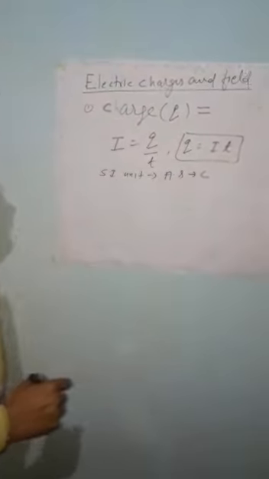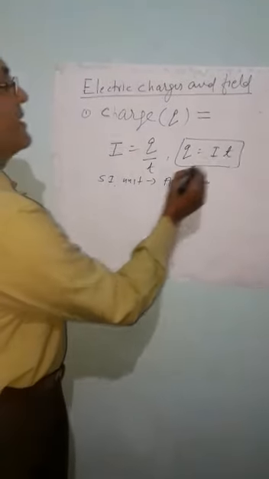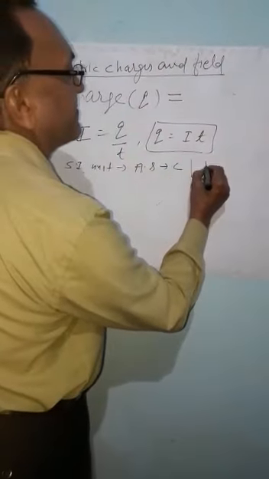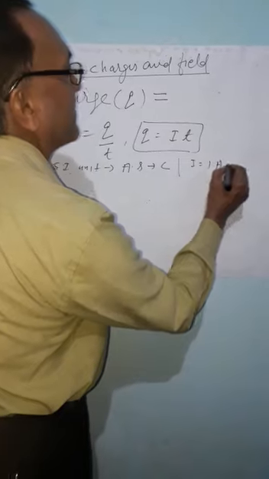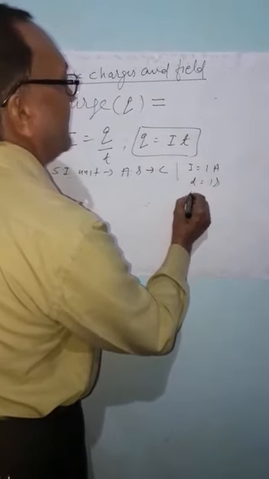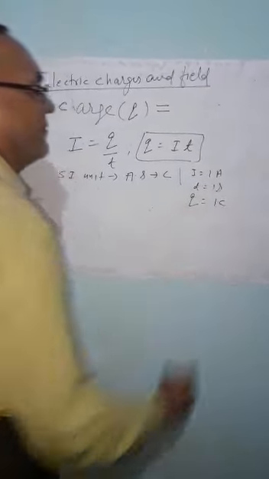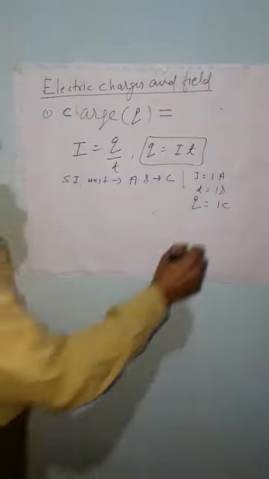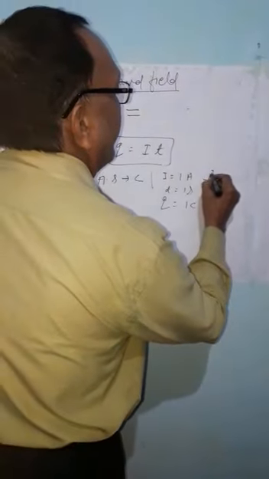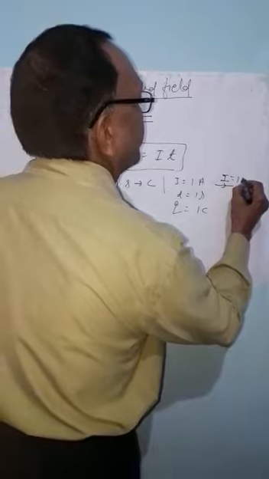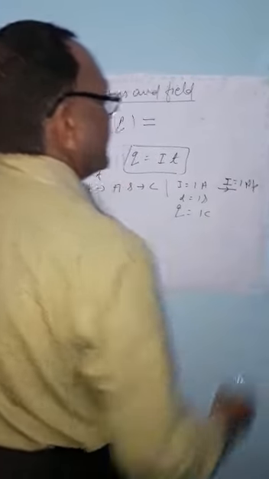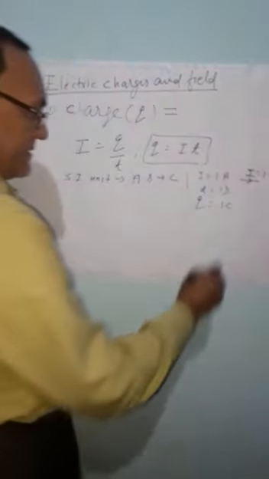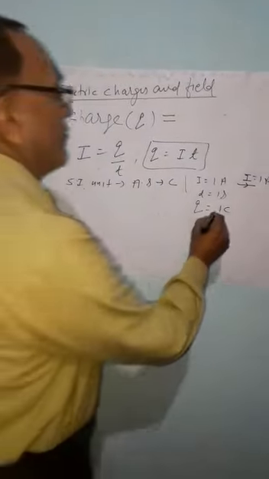Now see what is called 1 coulomb of charge. Listen carefully. If I is equal to 1 ampere and T is equal to 1 second, then Q comes to 1 coulomb. It means in a conductor, if 1 ampere current flows for 1 second, then the charge flowing in the conductor is 1 coulomb.